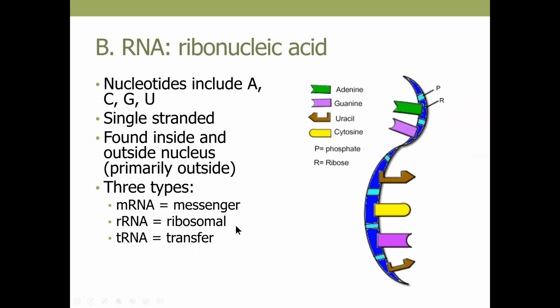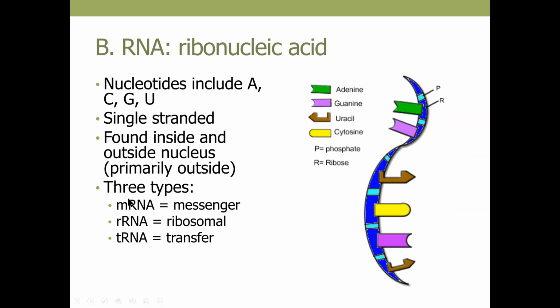DNA is primarily, 99.9%, inside the nucleus. Mitochondria, as we will learn in cell biology, actually have their own DNA and RNA. So that's one instance where DNA is outside the nucleus. But other than that, DNA is located in the nucleus. RNA can be located in the nucleus or outside the nucleus.